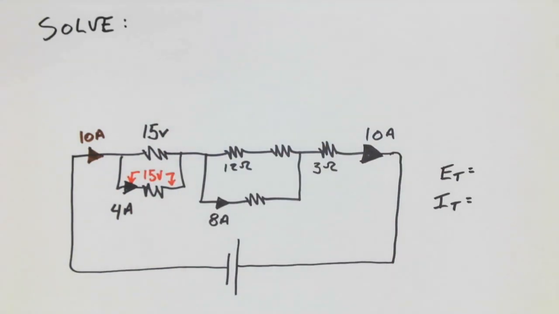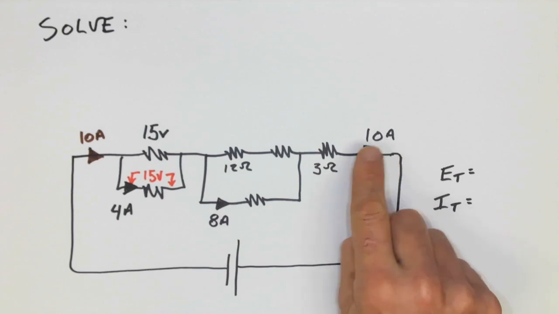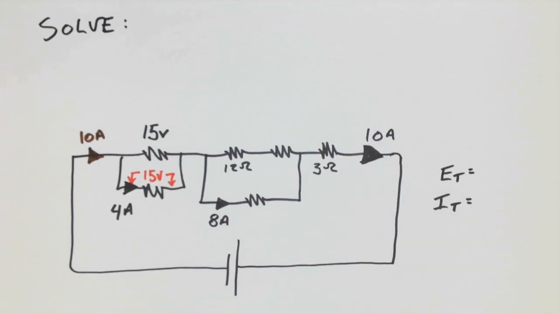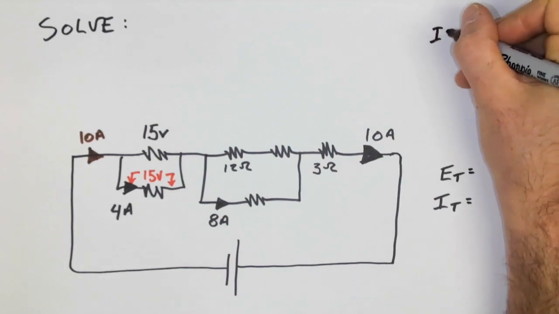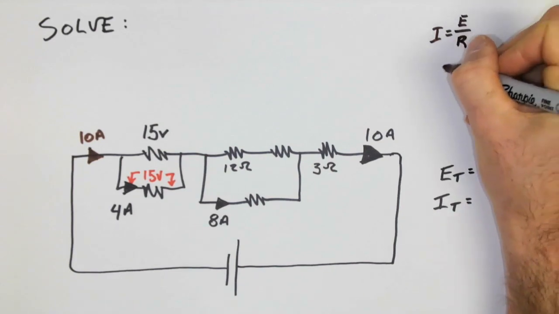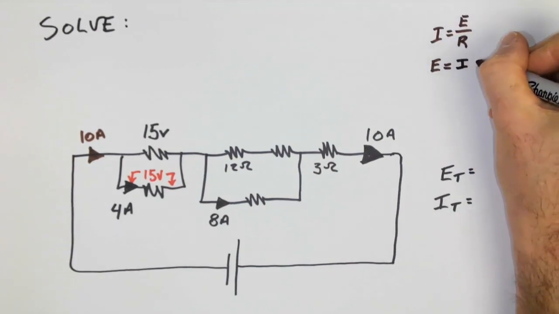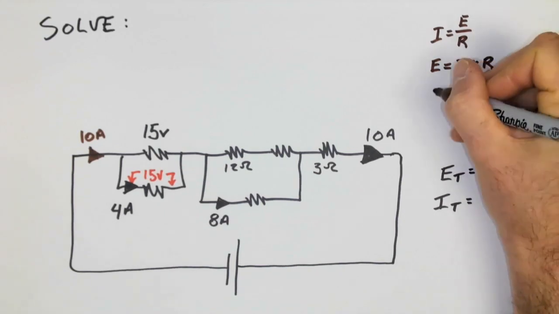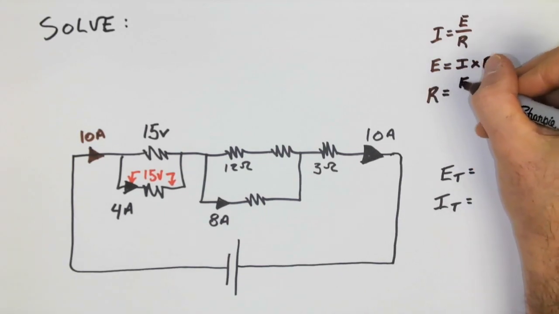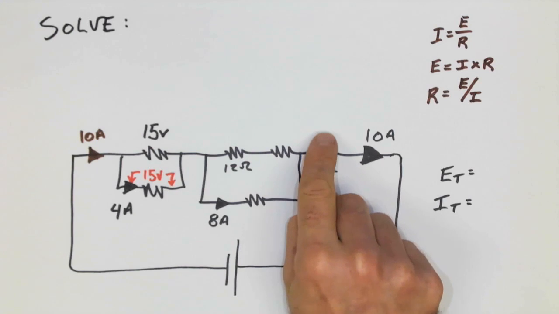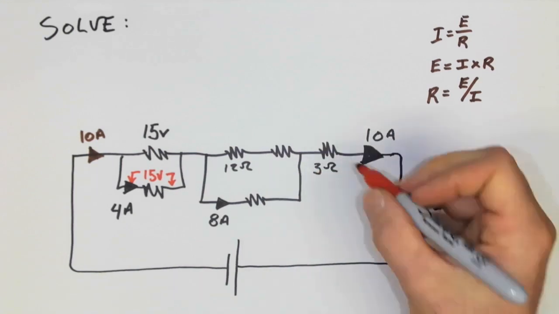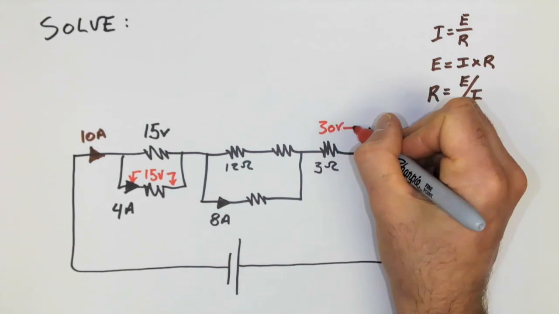At this point, we've got a few places where we've got quite a bit of information. So let's start calculating out the values. Well, 10 amps and 3 ohms. We're going to be using our Ohm's law for most of these calculations, and we know that I is equal to E over R, E is equal to I times R, and R is equal to E over I. So if we wanted to calculate the voltage, 10 times 3 would give me 30 volts.